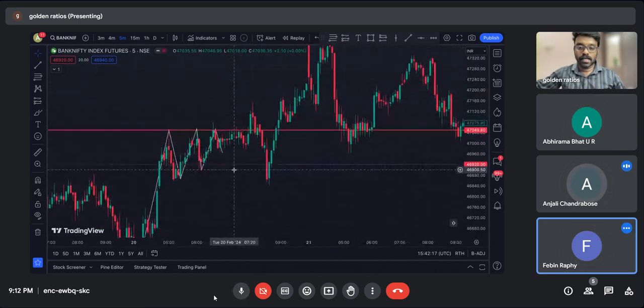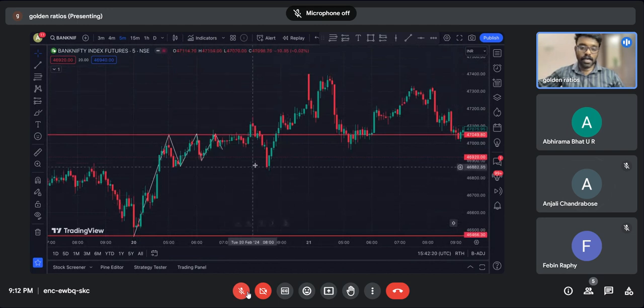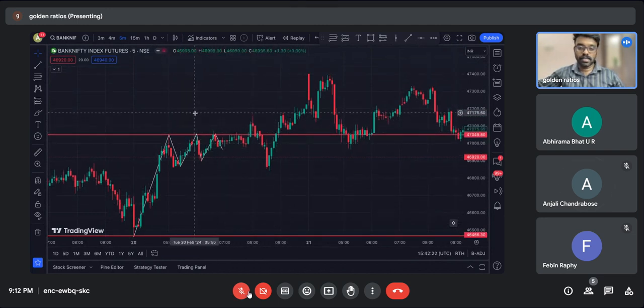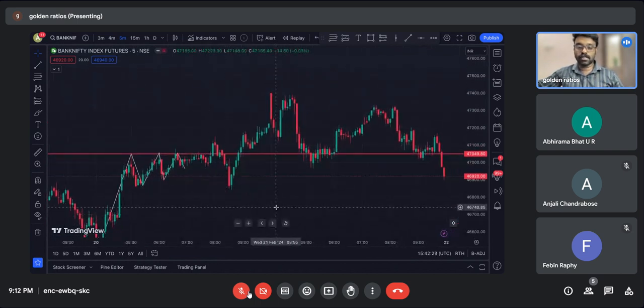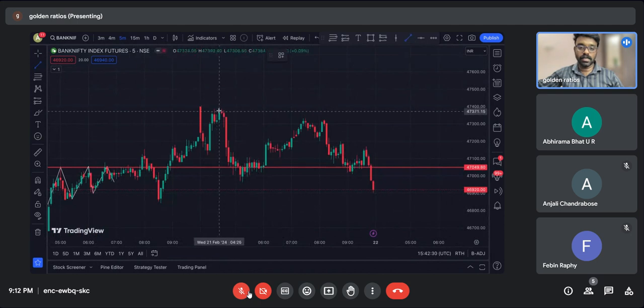Yes. So that particular area is called resistance. Then comes the support. Whenever the market falls, for example, you can see here, the market has gone up till here. This is Tuesday's market closing, this green one, and this is Wednesday's market opening.